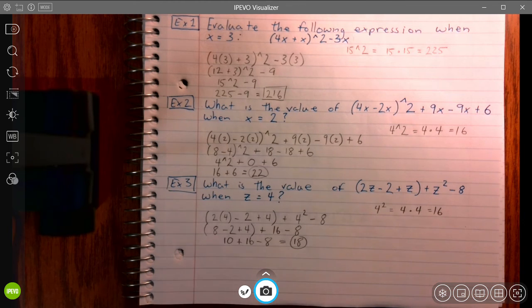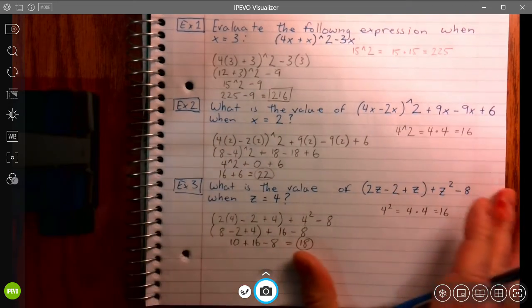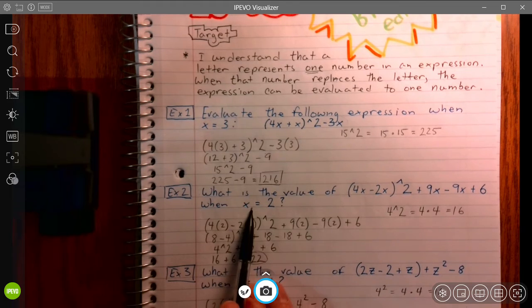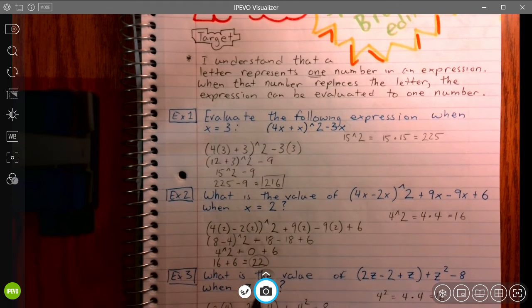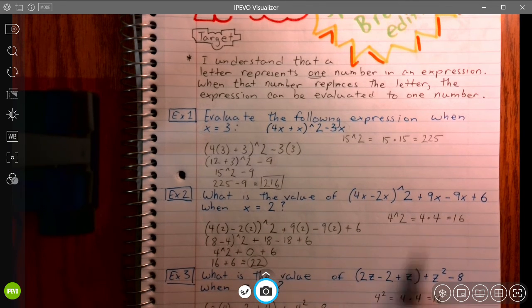And we're all done. So remember, your value for your variable will change according to the question, okay? And then you just take that value and you plug it in wherever you see the variable, and then you evaluate the expression. So today my target was, I understand that a letter represents one number in an expression. When that number replaces the letter, the expression can be evaluated to one number.